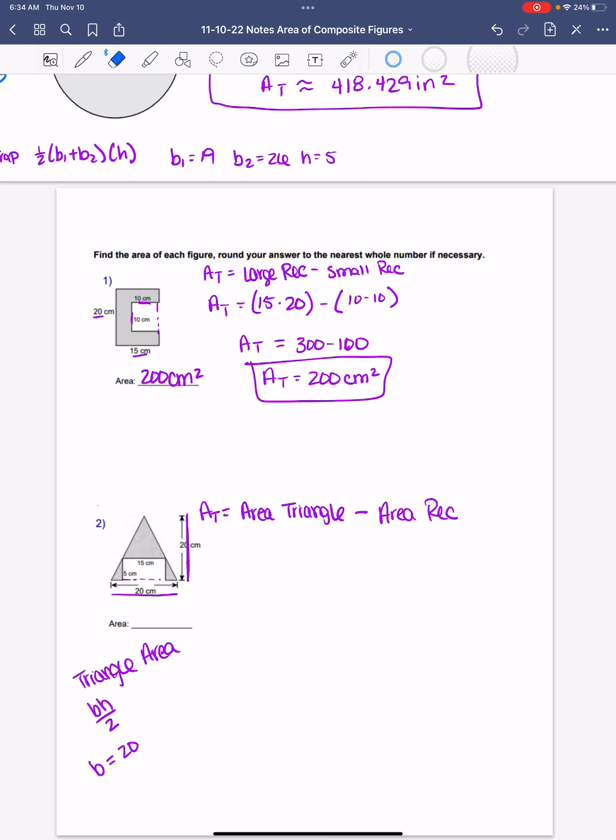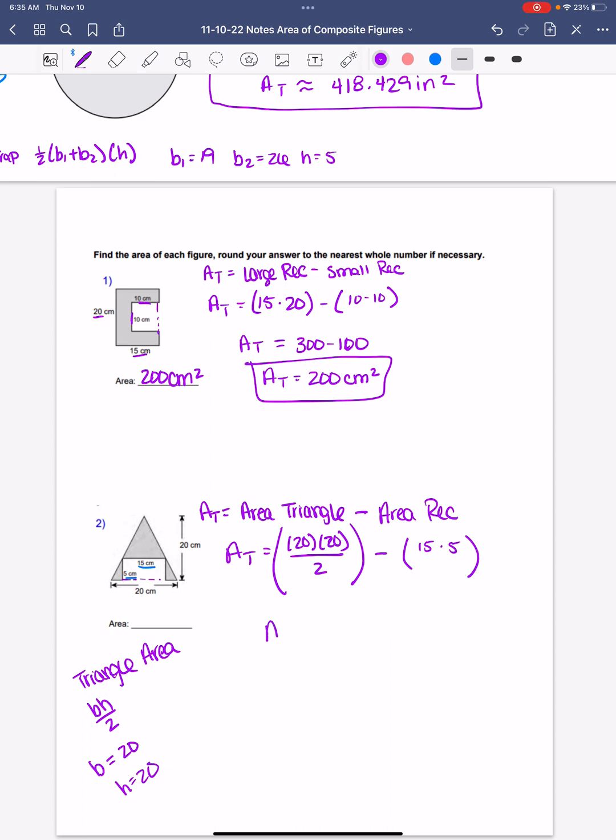Okay, so let me erase that so it doesn't get too messy. Your height is going to be 20. And then for the rectangle, I'm going to do that in a different color. You're going to have 15 times 5. So your area total is going to be base, which is 20, times your height, which is 20, divided by 2, minus length times width, which is 15 times 5.